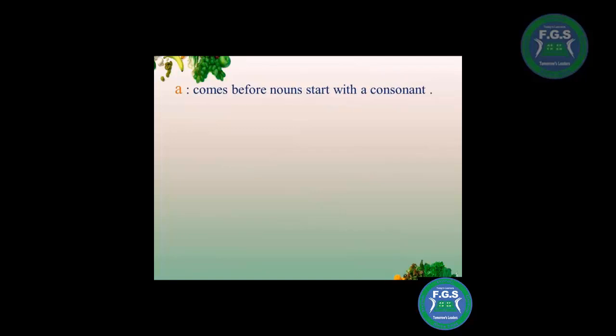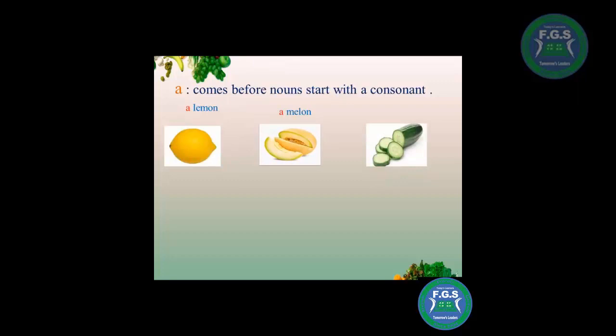But note here please, when we use a, it comes before nouns that start with a consonant. For example, look at the first picture, it's a lemon. Number 2, a melon. Number 3, a cucumber. They all start with a consonant, so we add just a.